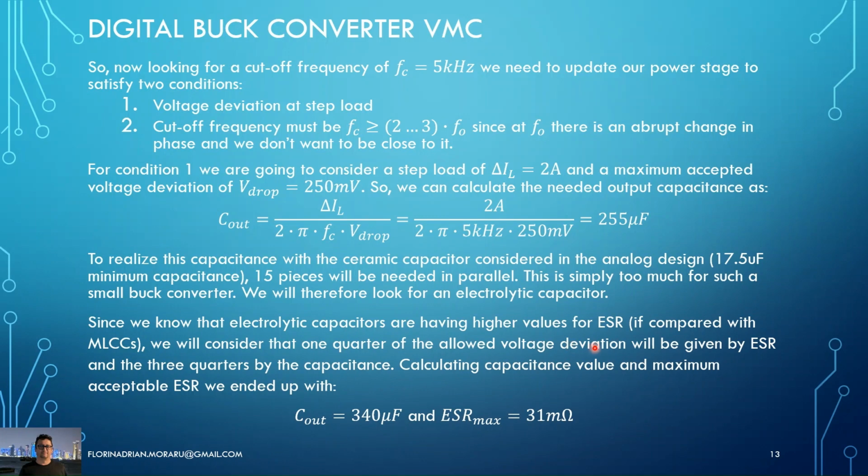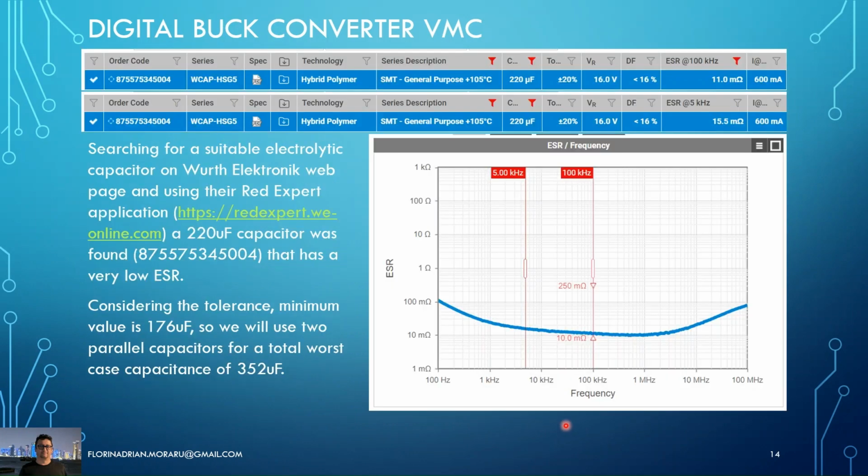Then we say, okay, out of the 250 millivolts maximum voltage deviation, 1/4 should be generated by the ESR, and the rest, 3/4, by the capacitance. That means we can recalculate the output capacitance, and we end up with this 340 microfarads. And we can calculate what would be the maximum ESR we can accommodate, and this would be 31 milliohms.